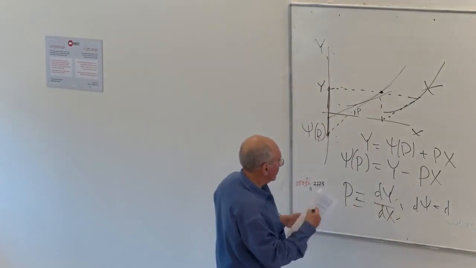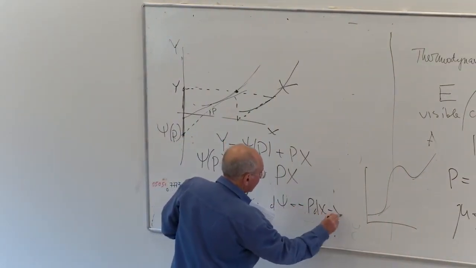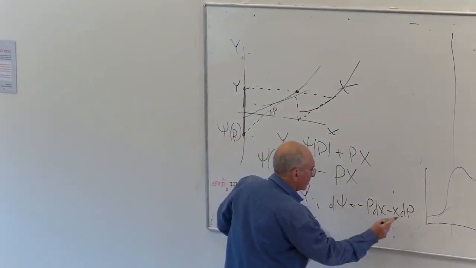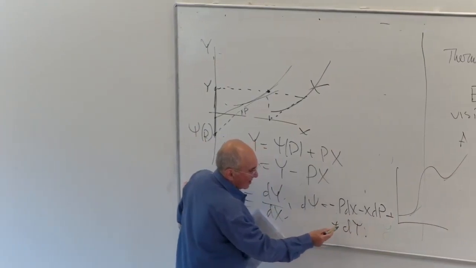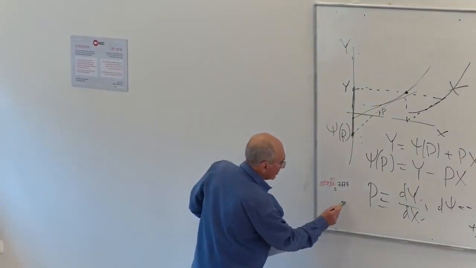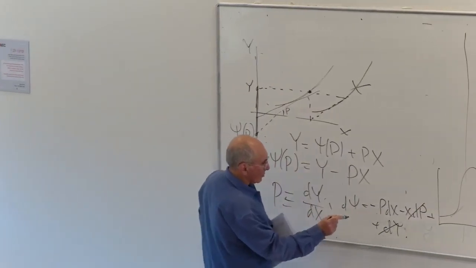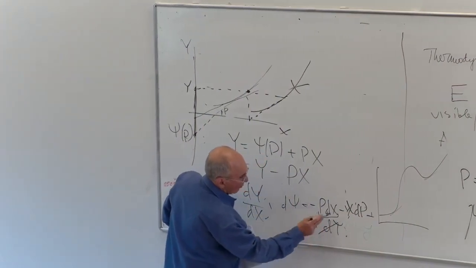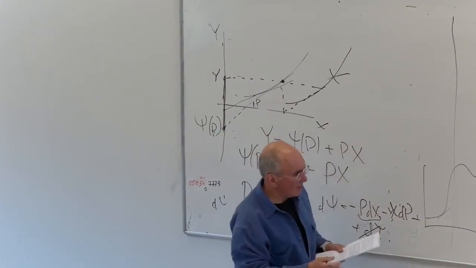So I would get from here minus p dx minus x dp, and from here I would get plus dy, right? But this is exactly equal to this, which tells me the following thing, that d psi, x dp, p dx, right? So dy over dx is p. And am I too messy here? You want me to write it?